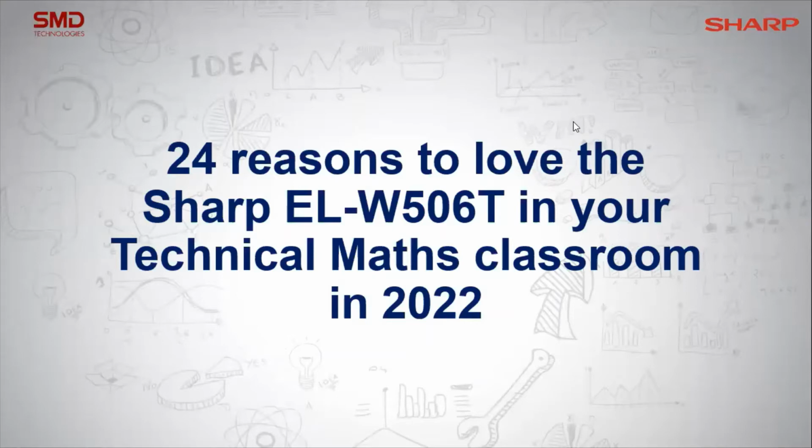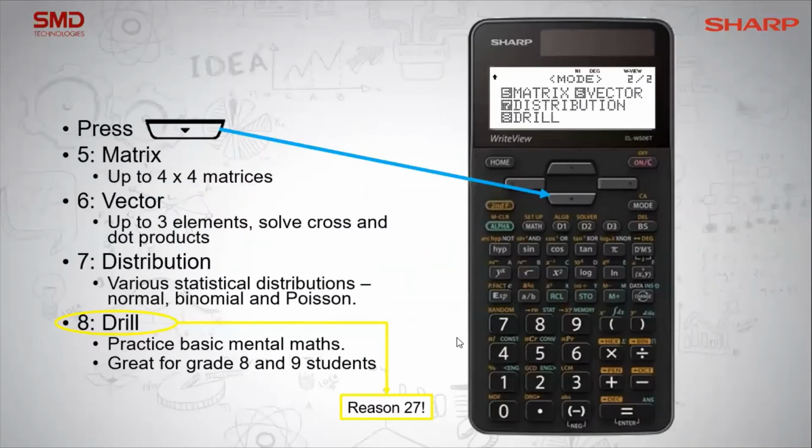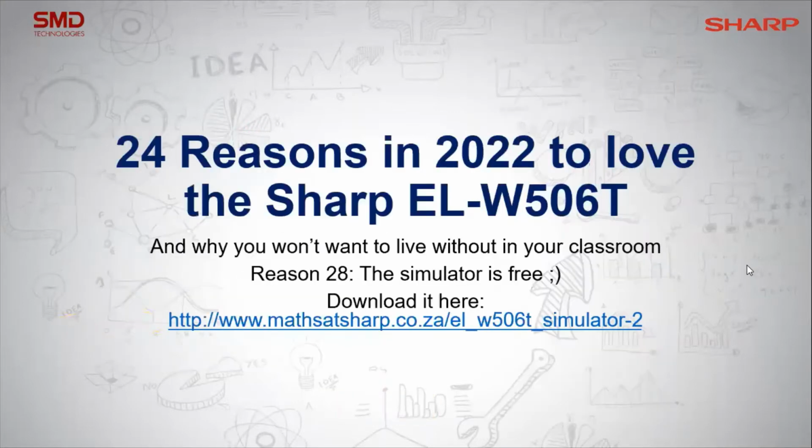Equation solver is another reason, reason 26. We're going to cover it tomorrow in the IB section. Reason 27 is the drill function, which is basically a mental maths practice function, so you can play with it when you get the calculator.